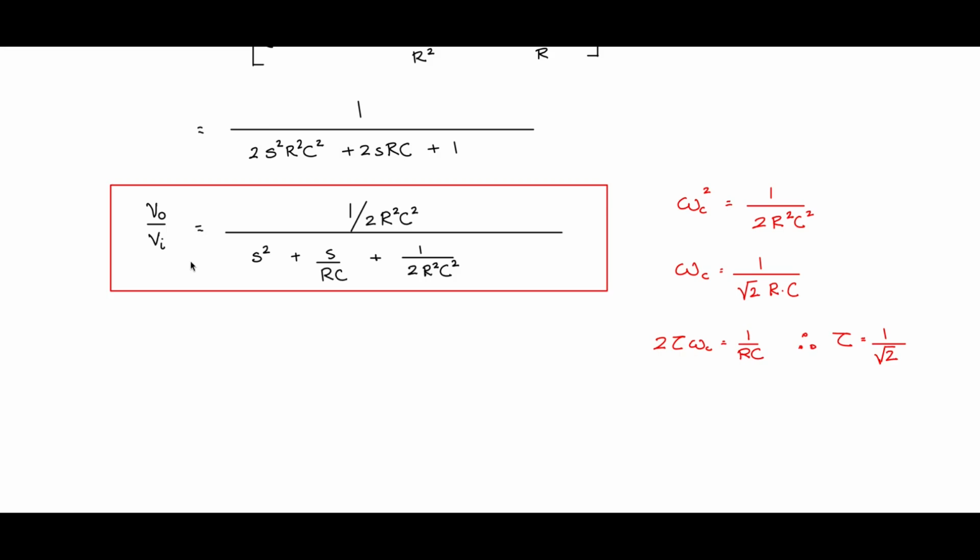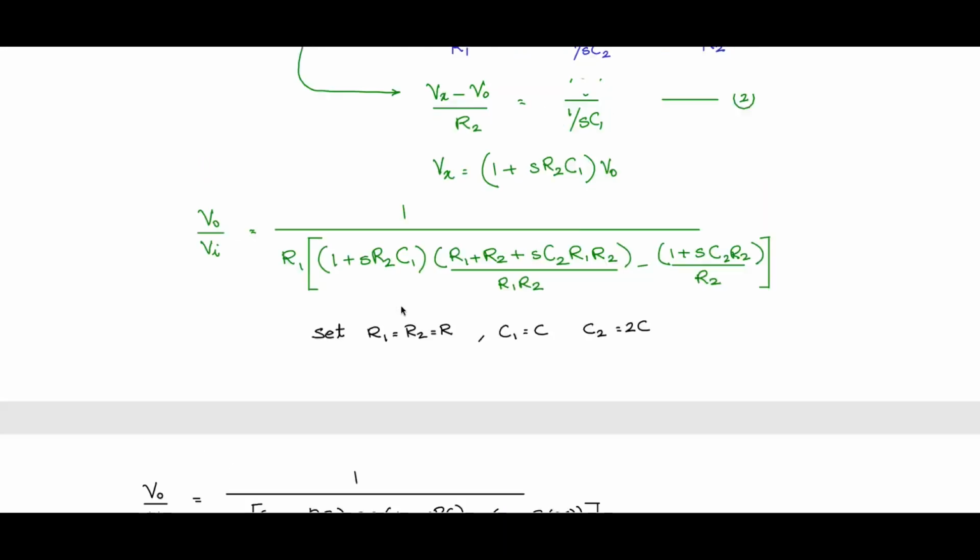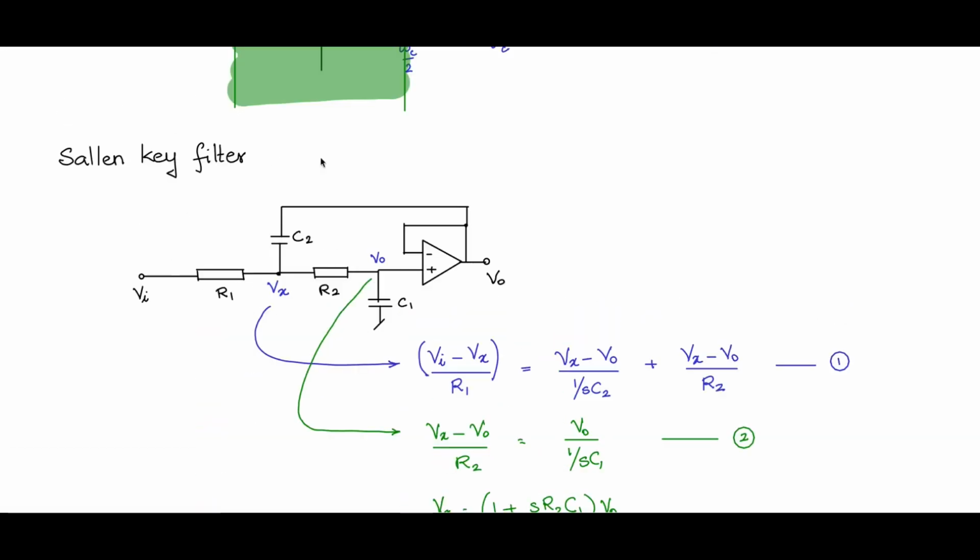If you choose R1 equal to R2 equal to R, C1 equal to C, and C2 equal to 2C, then plugging in these values for any given cutoff frequency, you will get a second-order Sallen-Key filter with a damping ratio of 0.707, or 1/√2.